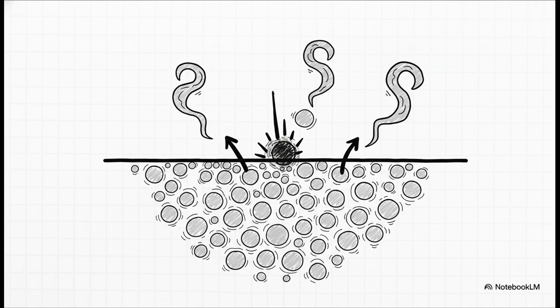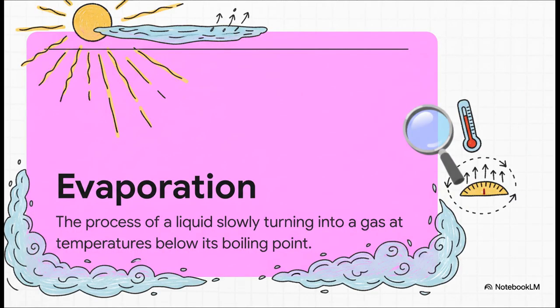It's the Great Escape. And that whole process, that has a name. It's called evaporation. And here's the really important bit. This happens at temperatures below the boiling point. This isn't the same as boiling a kettle. It's a much slower, kind of sneakier way for a liquid to turn into a gas.